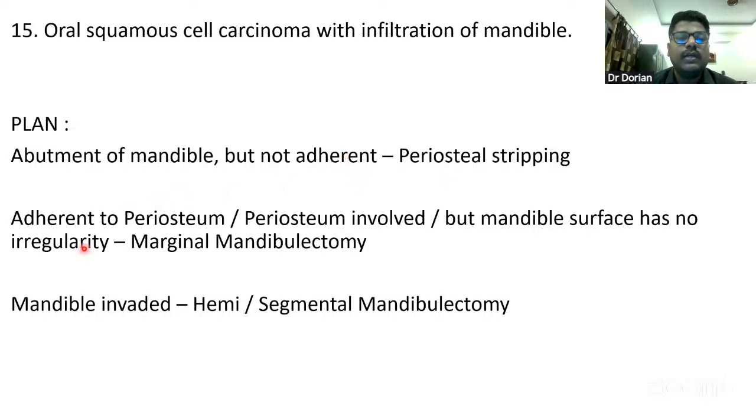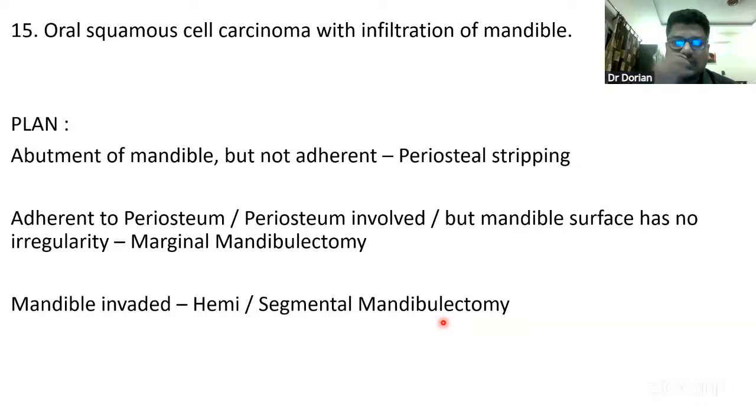If the tumor is adherent to the periosteum or periosteum is involved by the tumor, but on CT scan or X-ray, there is no irregularity on the surface of the mandible, which means the mandible is free, only the periosteum is involved, you do marginal mandibulectomy. And if the mandible is invaded by the tumor, you do a hemimandibulectomy or segmental mandibulectomy.